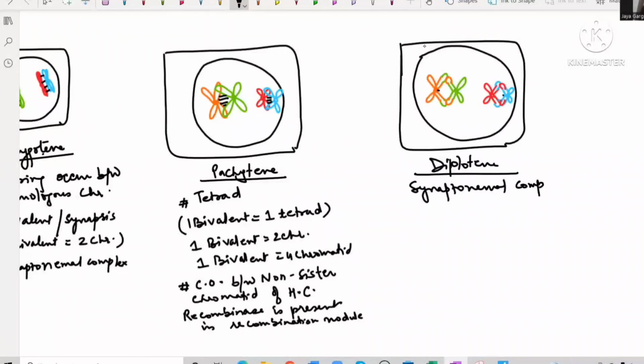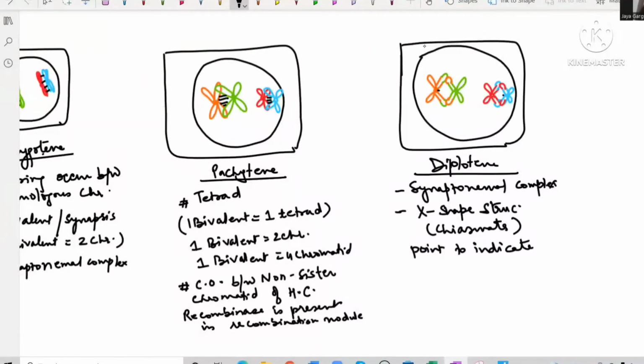When the synaptonemal complex dissolves, what will happen? Now homologous pair want to separate, but they can't separate. They are united at the point where the crossing over is done. As a result, you are getting X-shaped structure, and this structure is known as chiasmata. And this is the point which indicates where the crossing over is done.